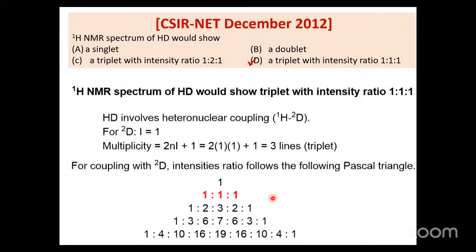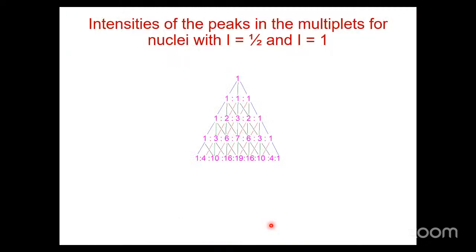This is for n is equal to 1. This is for n is equal to 2. This is for n is equal to 3. So you will get the intensity as 1, 3, 6, 7, 6, 3, 1. So you don't have to remember the values. You have to just develop this Pascal triangle.